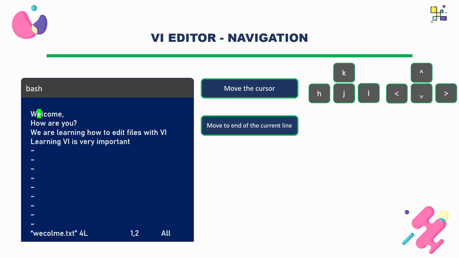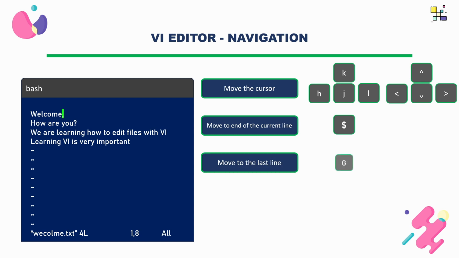To move the cursor to the end of the current line, press the $ sign key, and now you should find the cursor at the end of the current line. Let's say that you want to move the cursor to the end of the file. You can achieve that by pressing the capital J key.